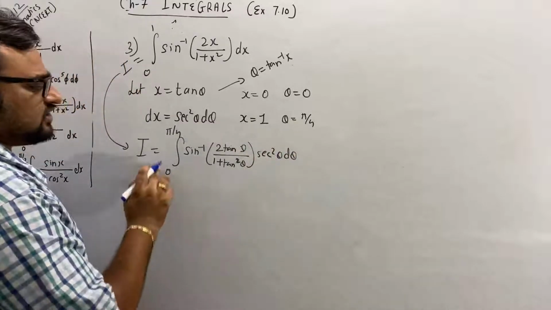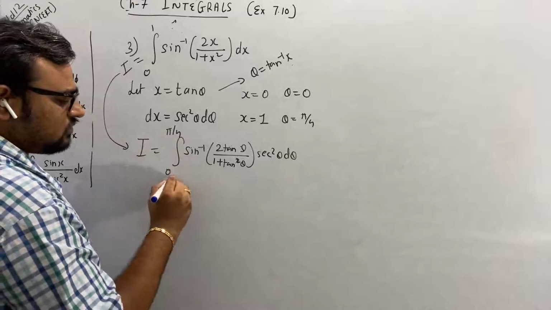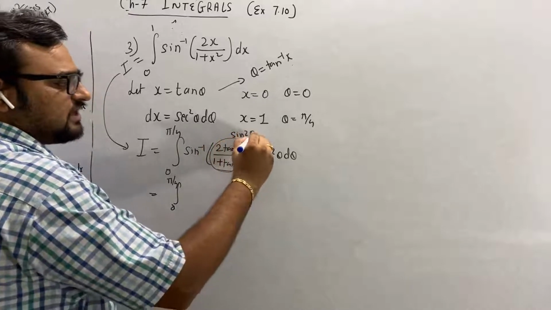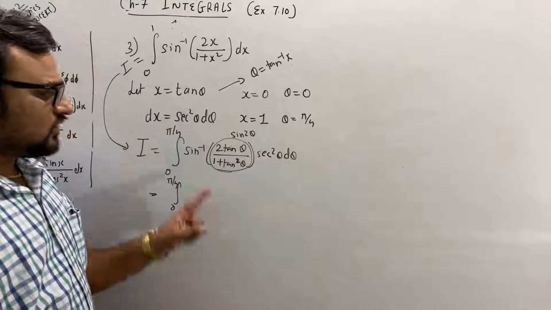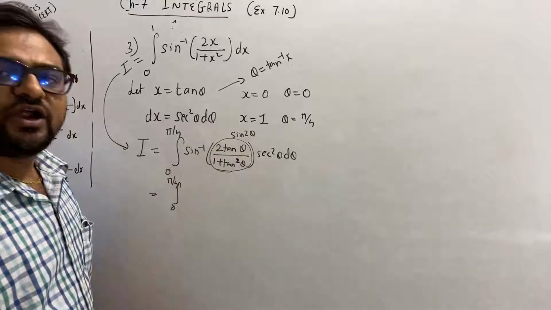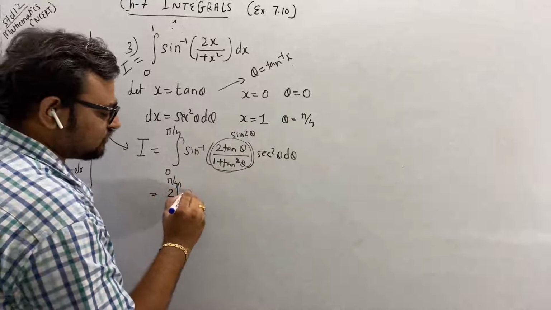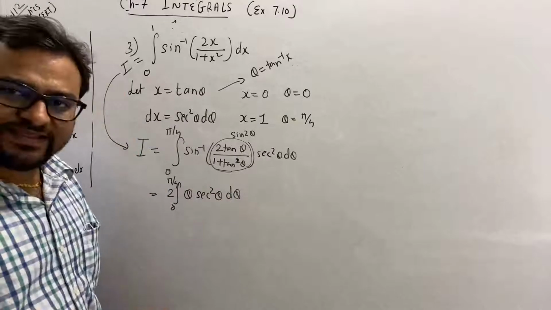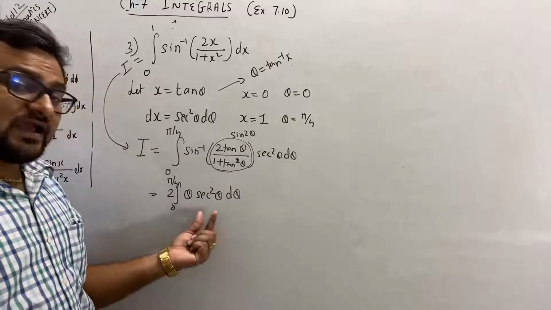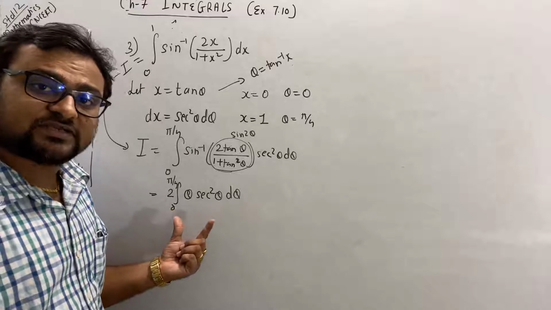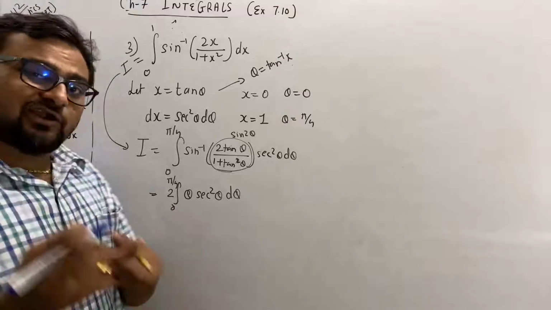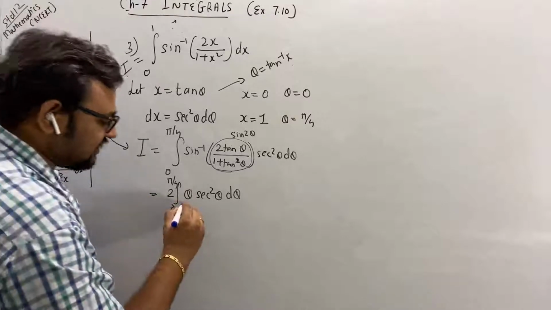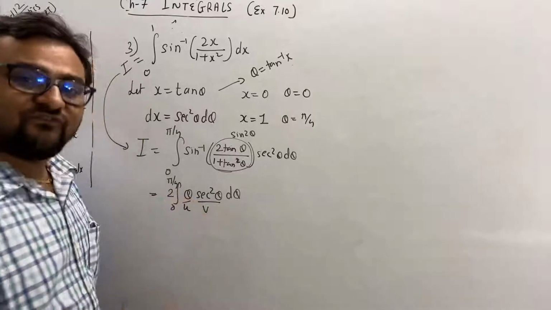So 0 to pi by 4, this will be equal to sine inverse sine 2 theta, right? So what is sine inverse sine 2 theta? 2 theta. So 2 I am taking outside, theta sec square theta d theta. Clear? So now I can use integration by parts. UV, like logarithmic, inverse, algebraic, trigonometric. So here algebraic is U, trigonometric is V.